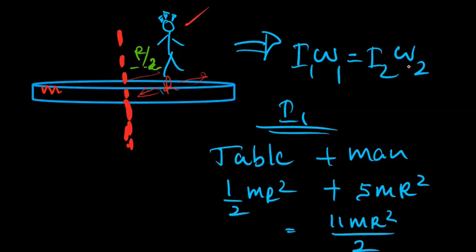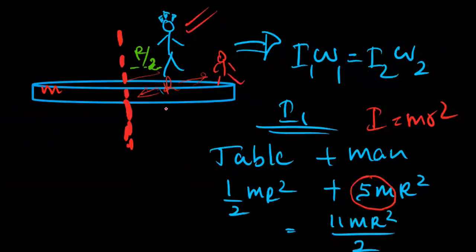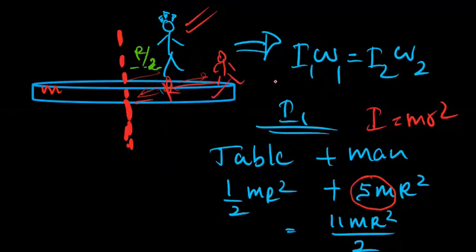So I1 omega 1 equals I2 omega 2. So let's find I1 first, the initial moment of inertia. The initial moment of inertia of the table, they have given half mr squared, and the man. The mass of the person is 5m. We have to consider I as mr squared because the man we have to consider as a point person r distance away from the center initially. So mass 5m and the distance r, so 5mr squared. Once we add these two, we get 11mr squared over 2.